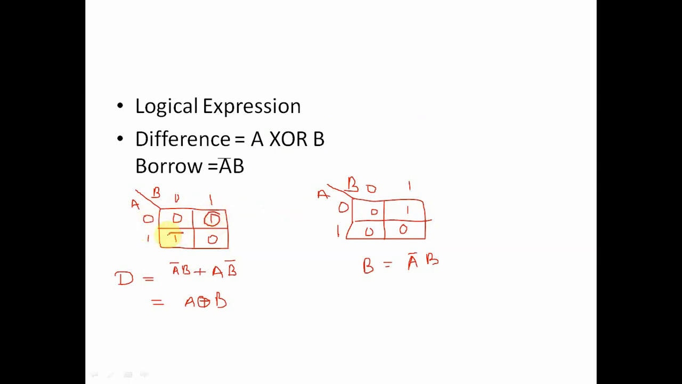Taking the K-map technique, after solving, difference is equal to A bar B plus A B bar. See here, 0 minus 0 is 0, 0 minus 1 is difference 1 with borrow 1, 1 minus 0 is 1, and 1 minus 1 is 0. So I am writing A bar B here. This is A bar, this is A, this is B bar, and this is B. One term is A bar B, and the other is A B bar. So the final expression is A XOR B.